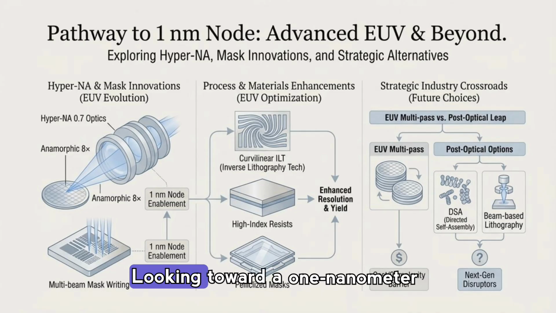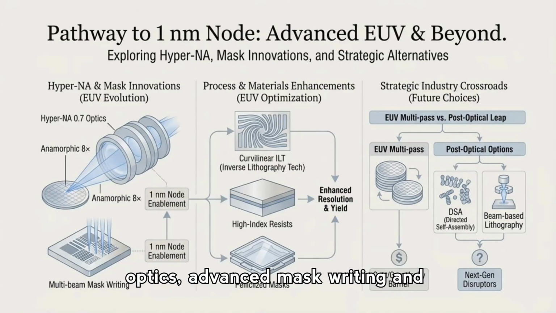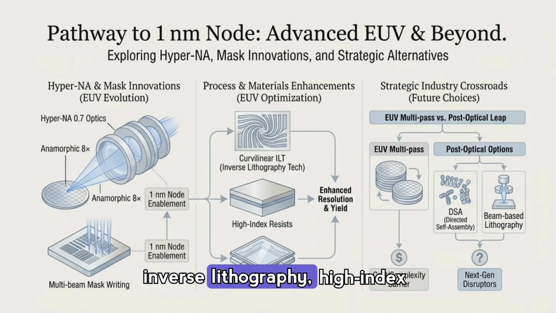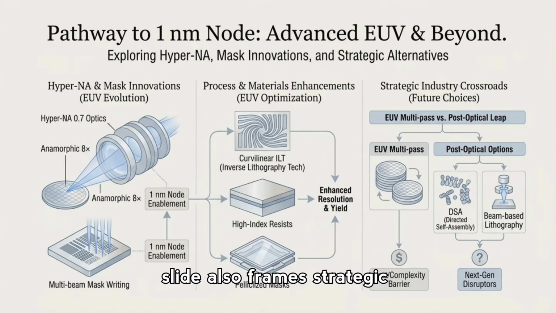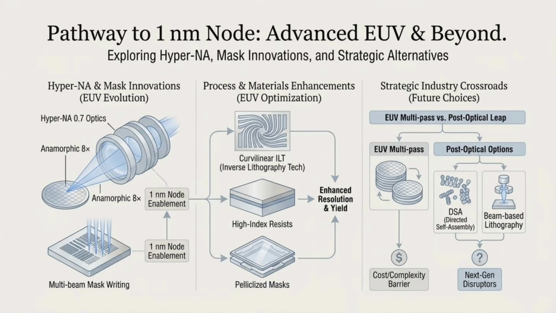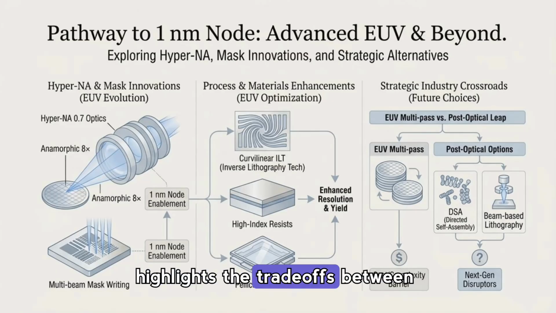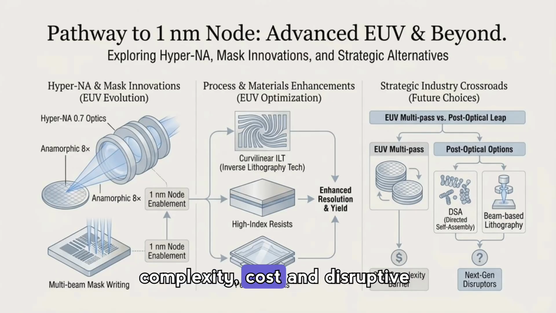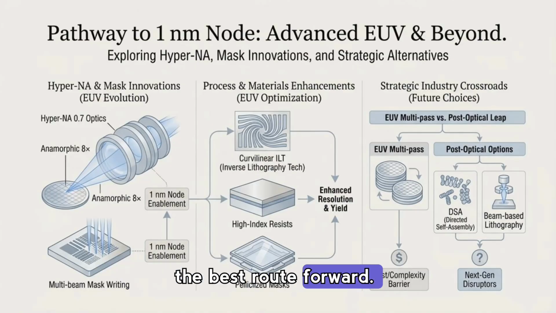workloads. Looking toward a 1 nanometer node, the pathway blends hyper-NA optics, advanced mask writing, and process innovations like curvilinear inverse lithography, high-index resists, and pelliclized masks. The slide also frames strategic alternatives, multipass EUV, directed self-assembly or beam-based patterning, and highlights the trade-offs between complexity, cost, and disruptive potential as the industry evaluates the best route forward.